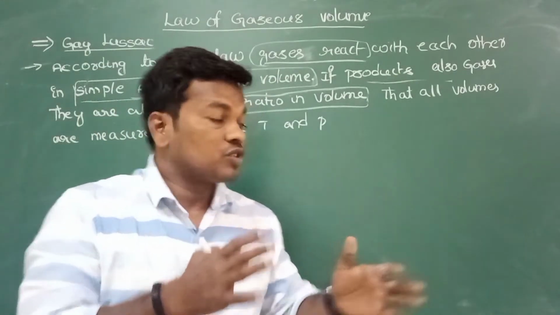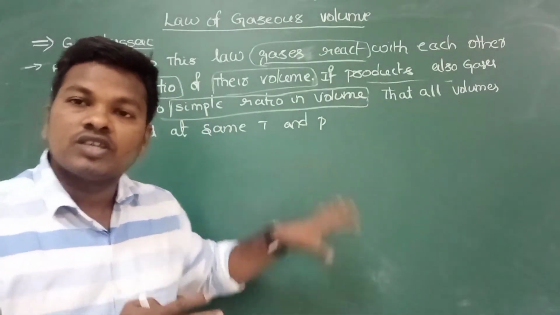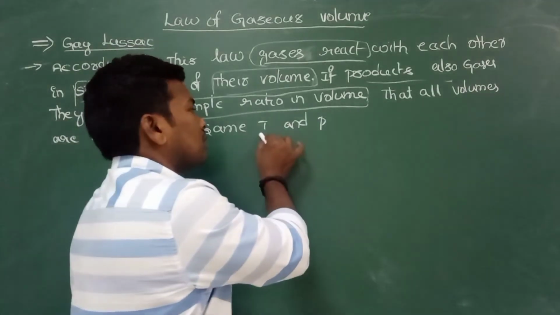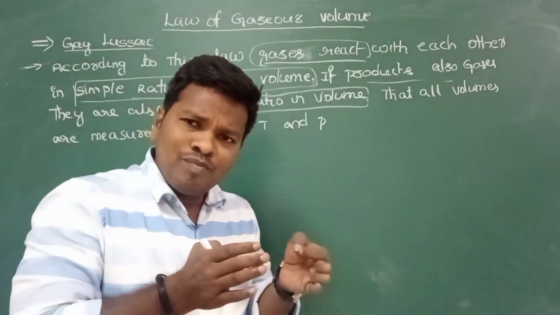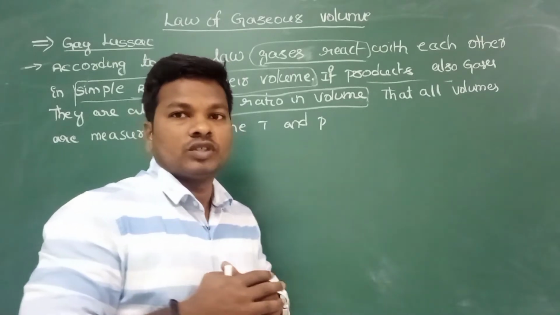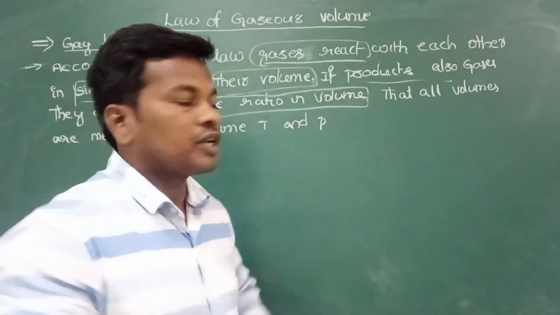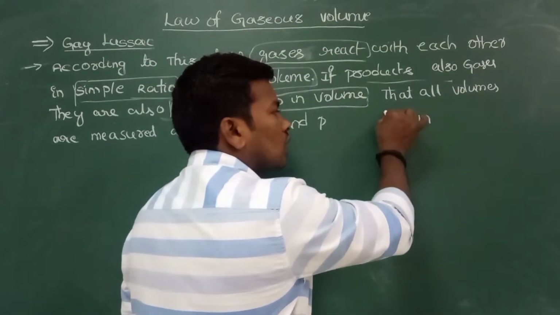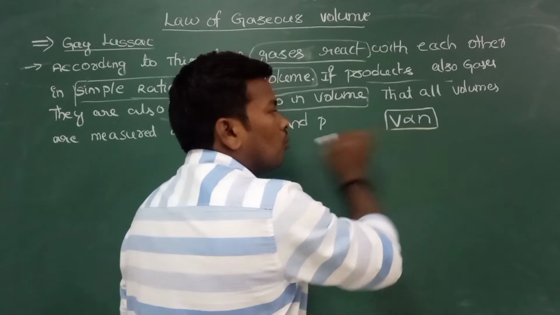All the volumes are measured at constant temperature and pressure. To understand this, temperature and pressure are the same, that means temperature and pressure are constant. At that time this law is applicable. We know that volume is directly proportional to the number of moles.